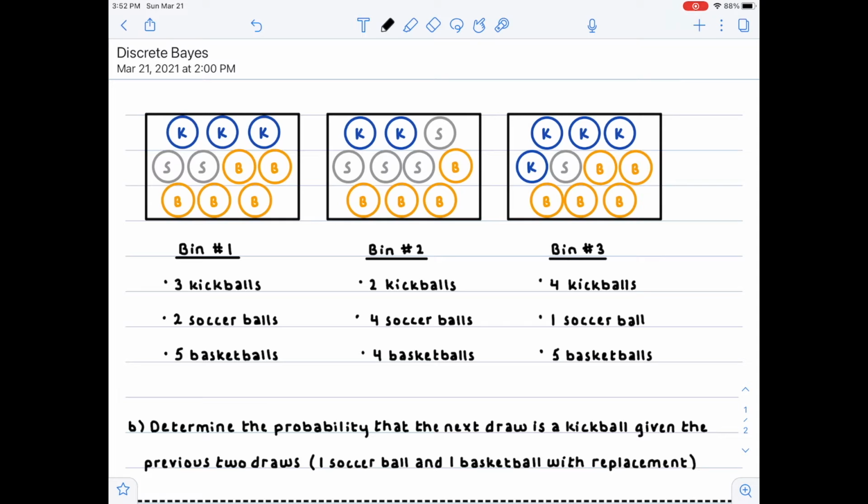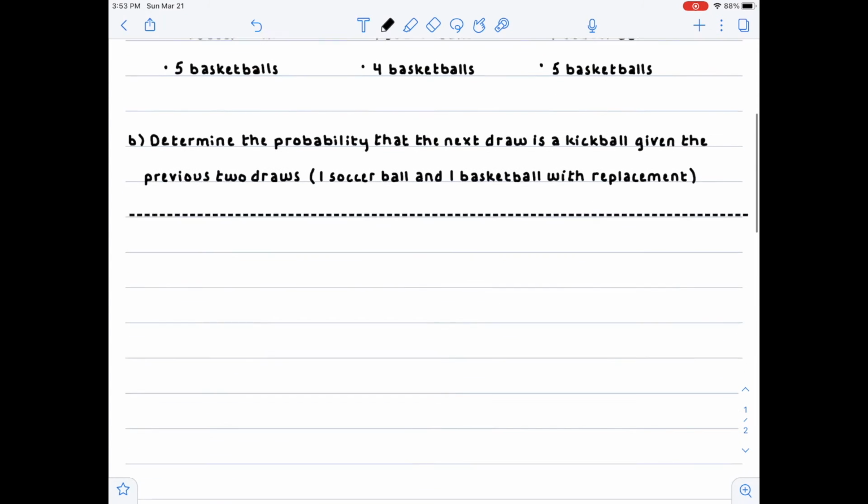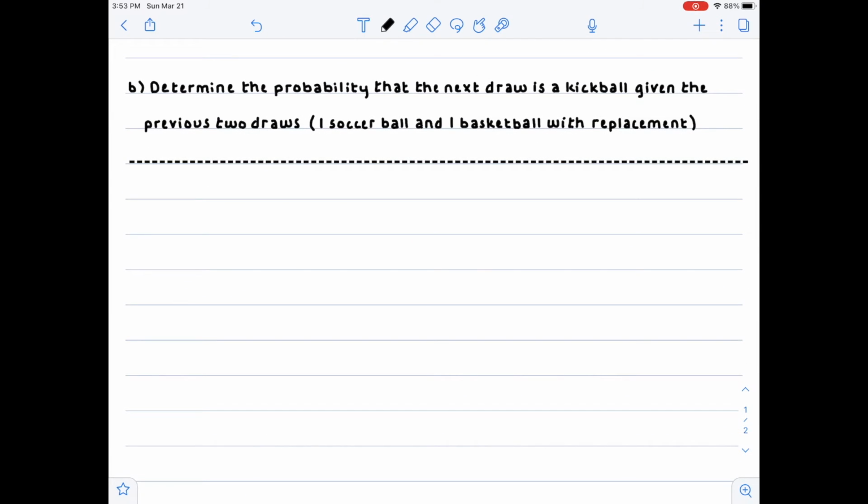So if you recall at the beginning of our problem, we have our second grader out at recess. He selects one of the bins at random, and then from there, he selects a ball out of the bin. It's a soccer ball. He decides he doesn't want it, so he puts it back. He then selects a basketball out of that bin, and he decides he doesn't want it, so he puts it back. So we have 2 draws with replacement from the same bin. Now to solve part B, we can use the information in results from part A.